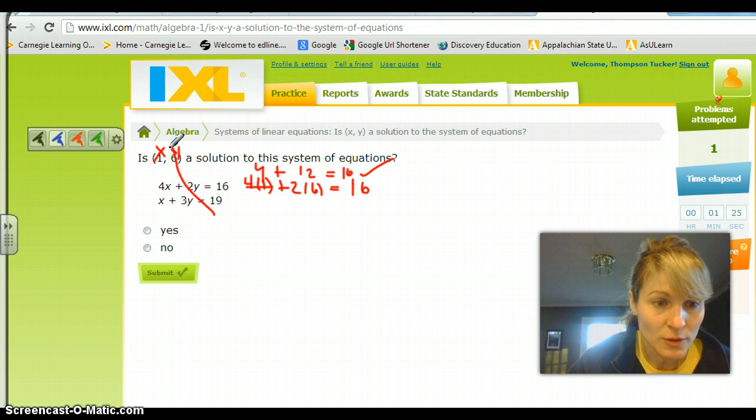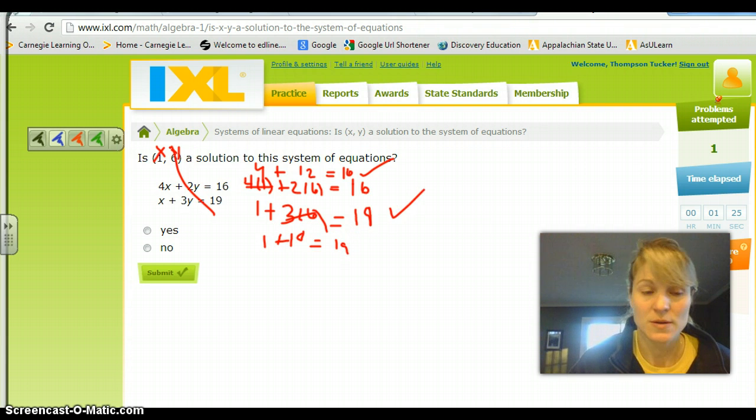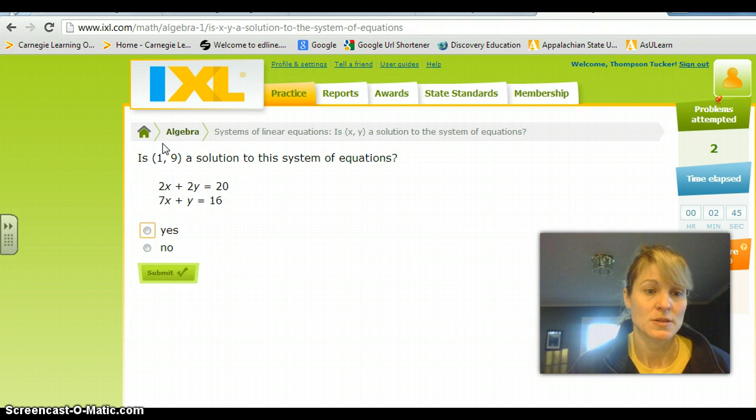I'm going to use this equation. So I'm going to plug 1 in for my x and 6 in for my y. So I plug in 1 and I do plus 3 times 6 equals 19. So 3 times 6 is 18, 18 plus 1 is 19, and that is also true. So that works for that equation as well. So again, I'm going to hit yes. That's right.